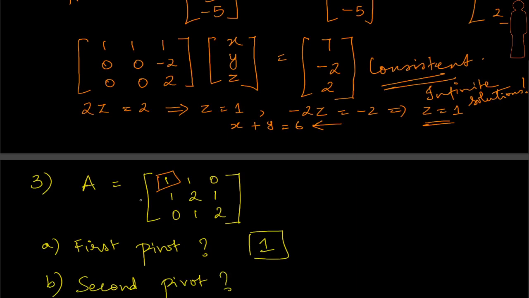Right, so when we are asked for the second pivot, remember that we shouldn't directly go to A22 and say that that's my second pivot. Remember, pivots come out in the process of elimination.